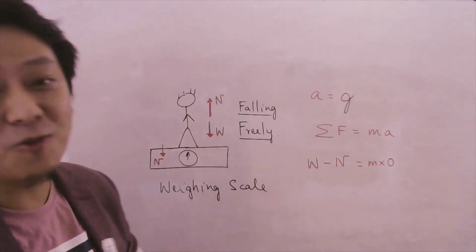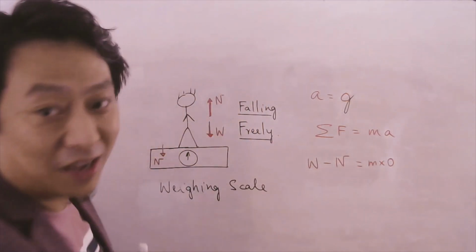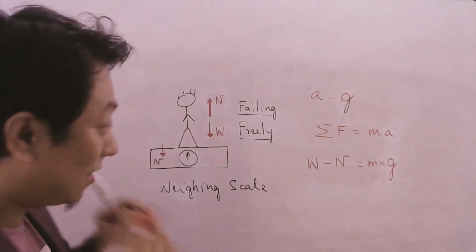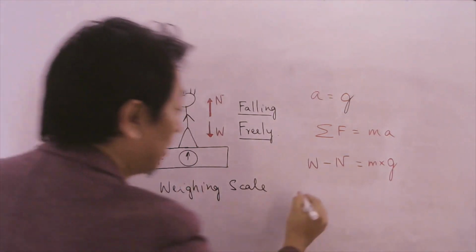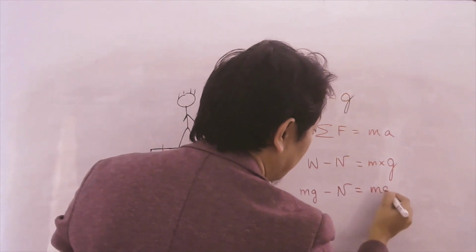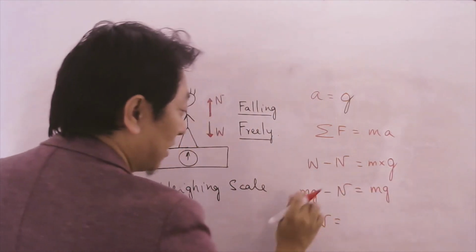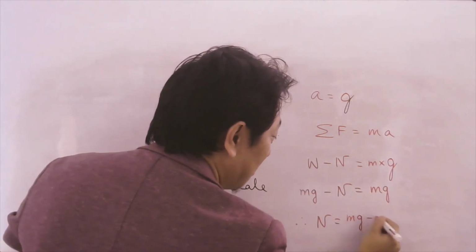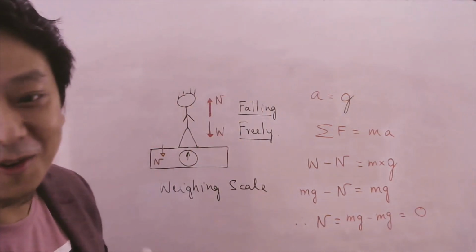So now when you apply Newton's law, this a you cannot substitute as 0. It has to be g. Right? Now, the weight of your body, we have already seen before, is mg. So mg minus N is equal to mg. Therefore, if I bring this mg this side and minus N that side, I will get N equal to mg minus mg, which will come out to be 0.